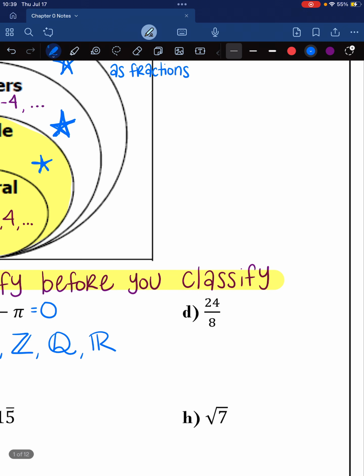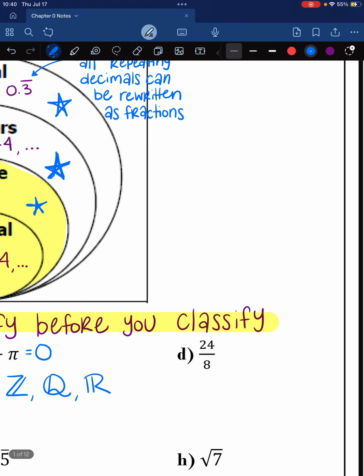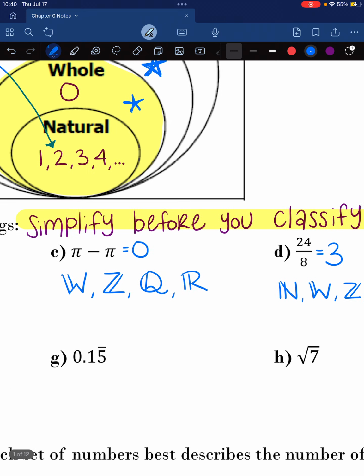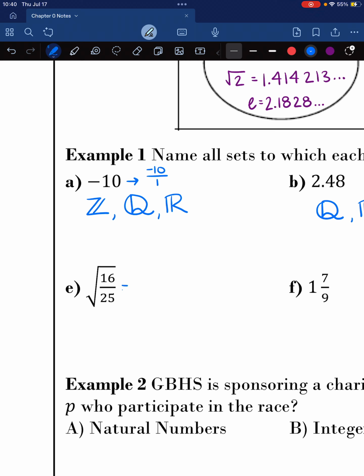Okay, D. D is tempting to say, well, it's a fraction, so it must just be in the rational circle. Again, remembering that we simplify first, this does actually simplify all the way down to just 3. And 3 is a natural number. So we have a long list for this one. We have natural. Natural numbers are also whole numbers. They are also integers and rational and real. Alrighty, if you think you have the hang of this, you can try and solve the rest of these yourself.